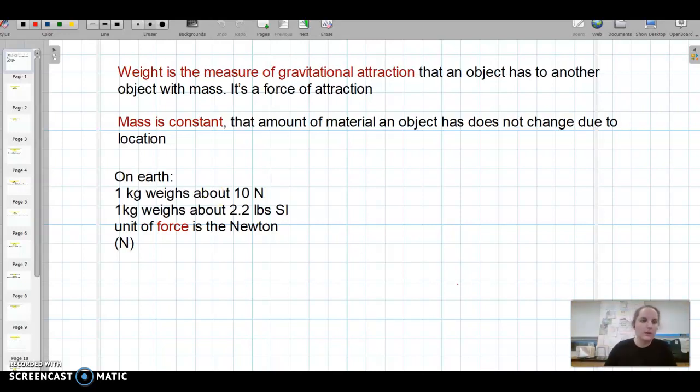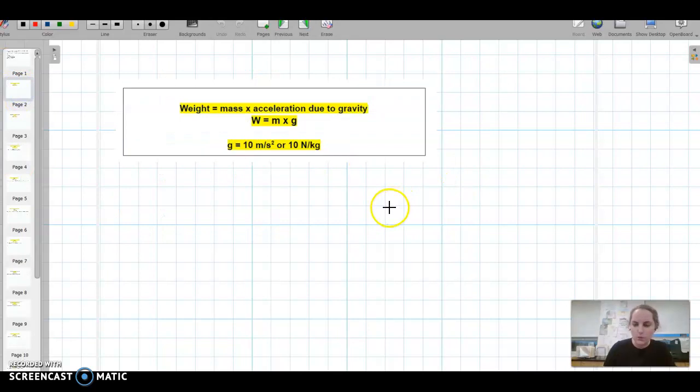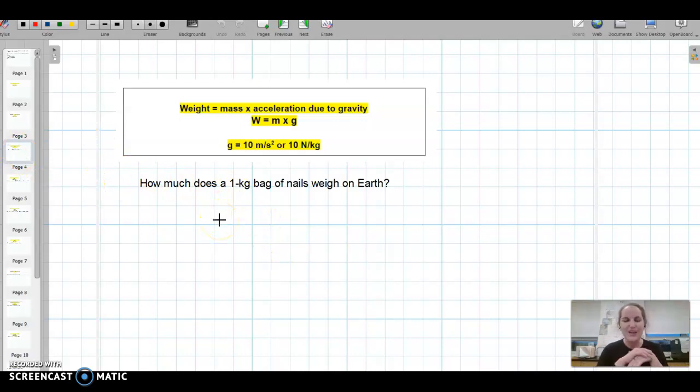Let's go ahead and jump into our homework and go over some of the problems that I saw we were having. This is the first one here. Sorry, it took me a couple seconds to get to that screen. So let's go over it. How much does a 1 kilogram bag of nails weigh on Earth?